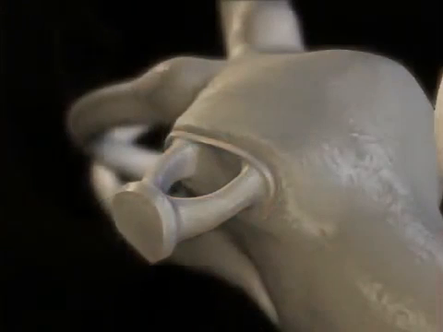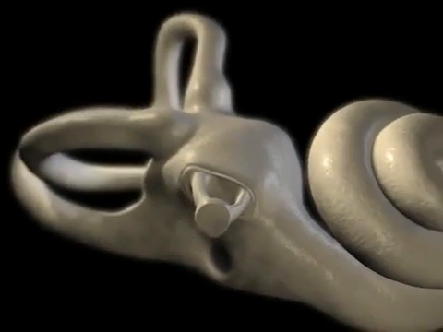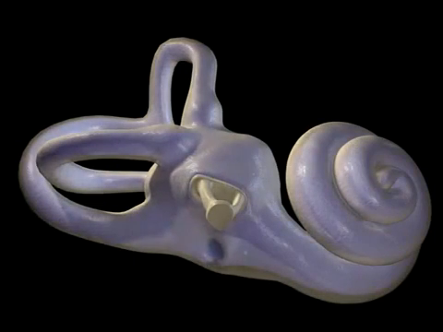The stapes moves with a piston-like action, which sends vibrations into a structure called the bony labyrinth. The labyrinth is filled with a fluid called perilymph.